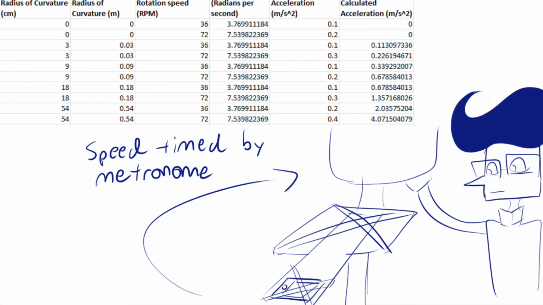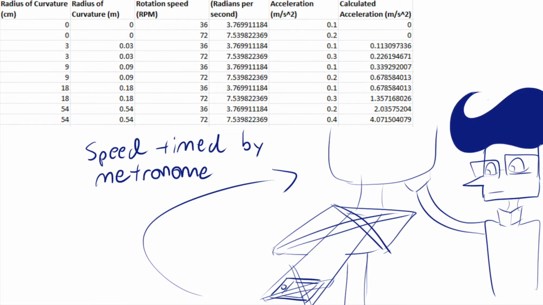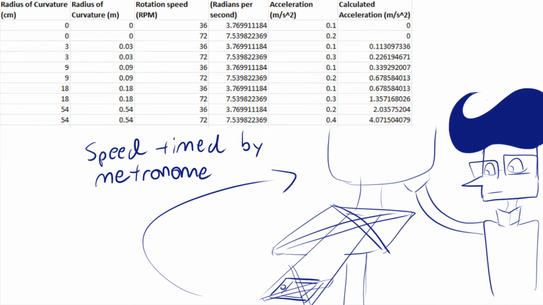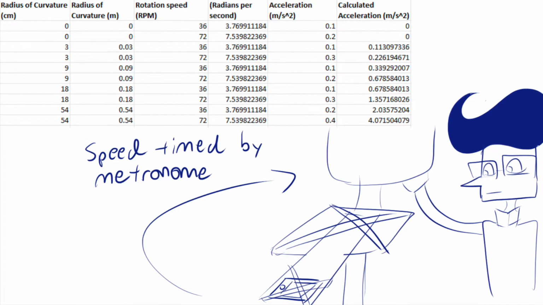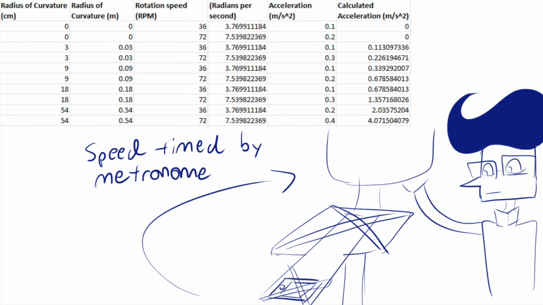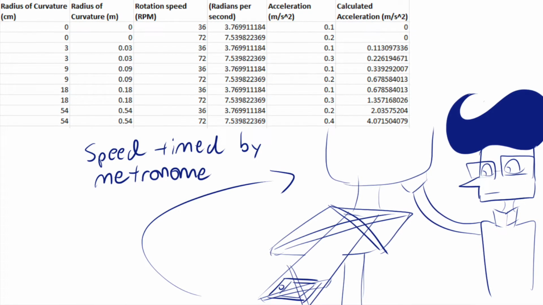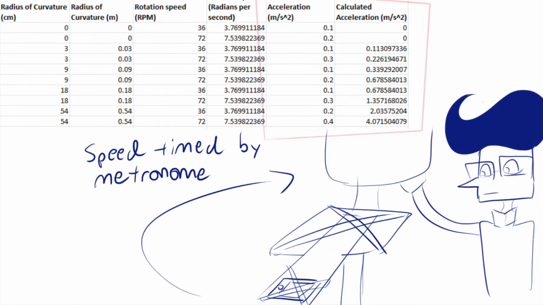We used 0, 3 centimeters, 9 centimeters, 18 centimeters, and 54 centimeters. In addition, we spun each of these at 36 and 72 RPM, which translated to 3.77 and 7.53 radians per second. From these, we could directly calculate the measured acceleration in meters per second squared.